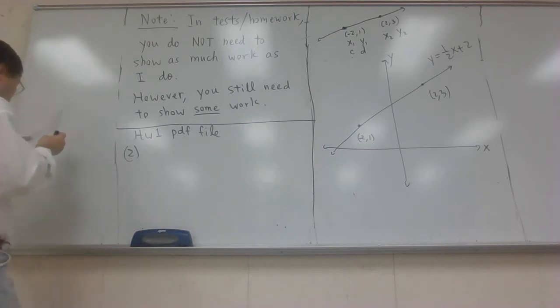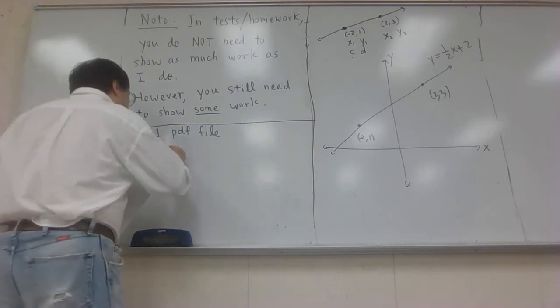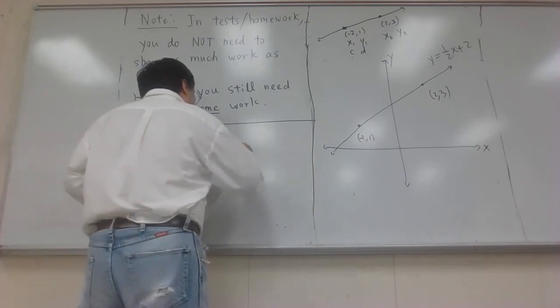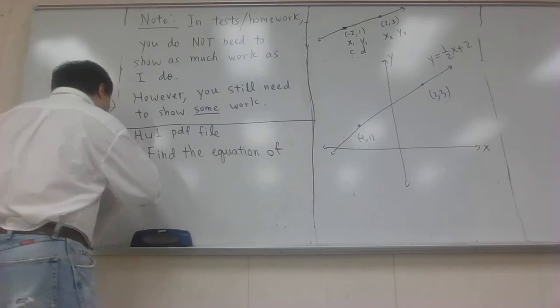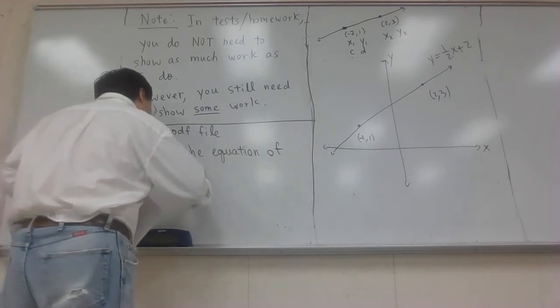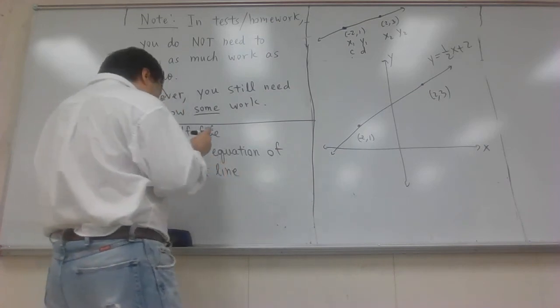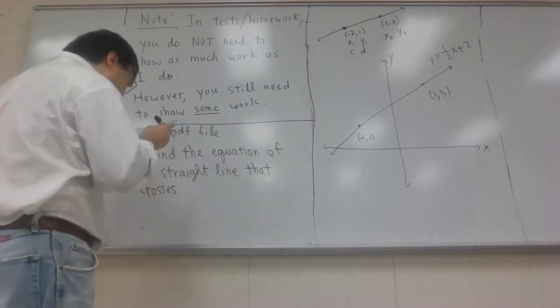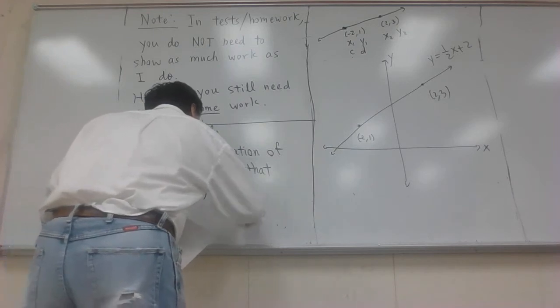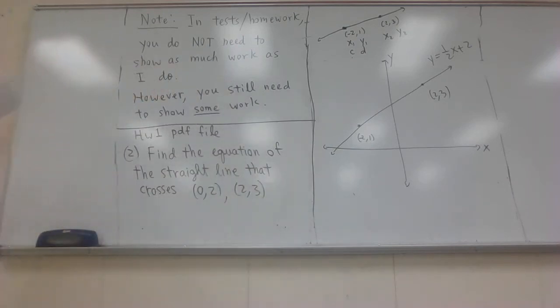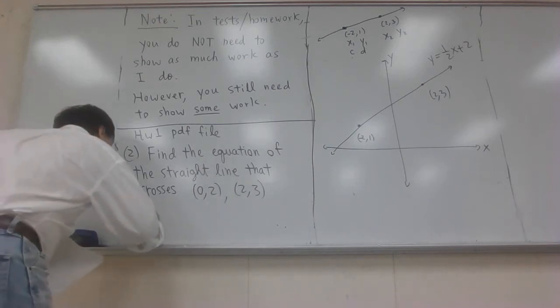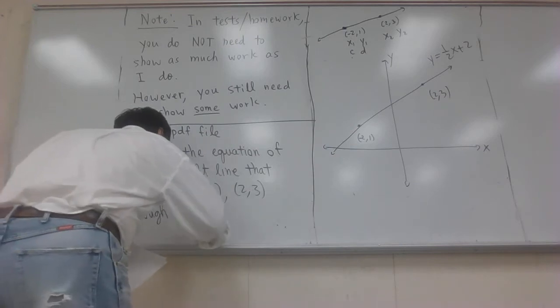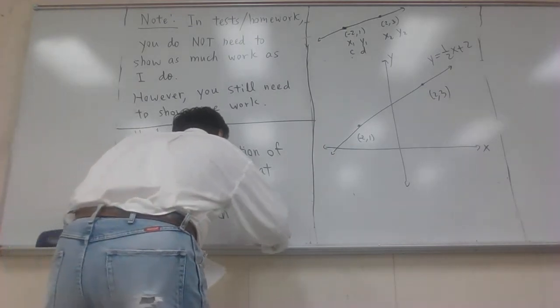So, find the equation of the straight line that crosses the 2 points (0, 2) and (2, 3), and then afterwards, roughly sketch the graph of the straight line.